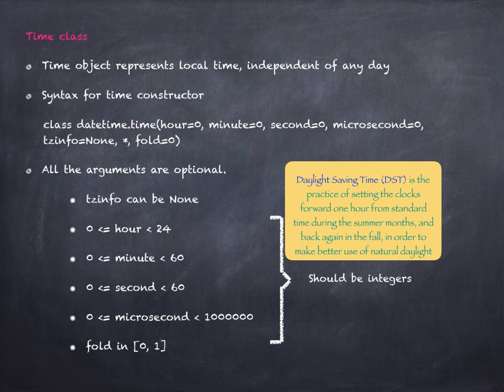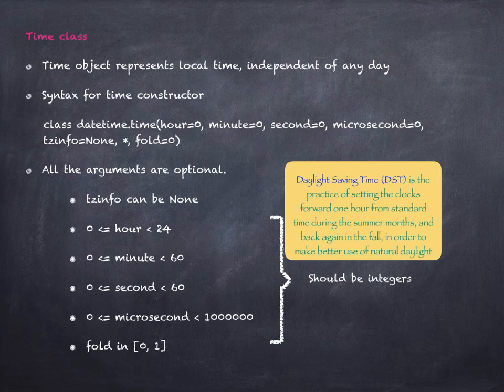All the arguments are optional and they have default values also, you can see. The fold here represents daylight saving time. That is, in some countries they follow this timing. It is the practice of setting the clocks forward 1 hour from standard time during the summer months and back again in the fall, that is winter, in order to make better use of natural daylight. India does not follow this daylight saving time.